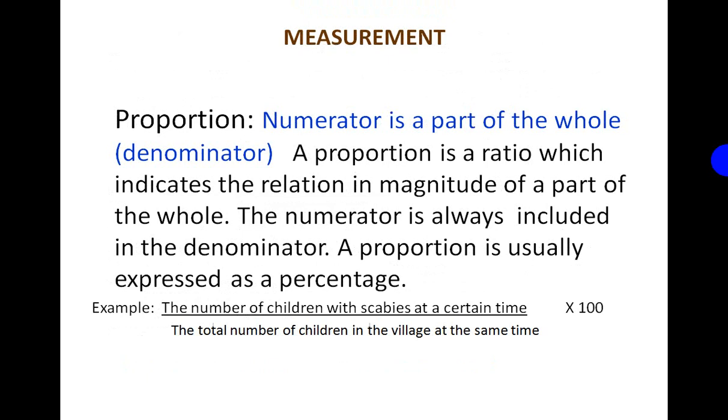Proportion. Simply we call it percentage. Numerator is a part of the whole denominator. Proportion is a ratio which indicates the relation in magnitude of a part to the whole. The numerator is always included in the denominator. A proportion is usually expressed as a percentage. For example, the number of children with scabies at a certain time divided by the total number of children in the village at the same time, multiplied by 1000.